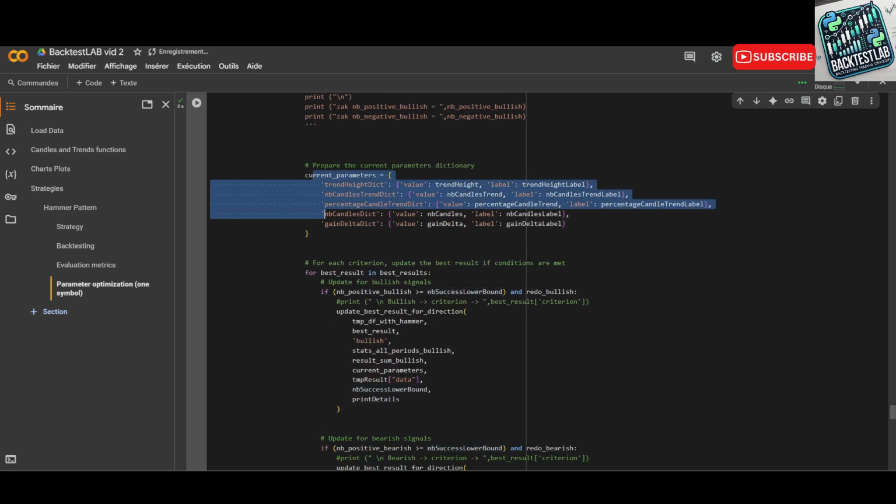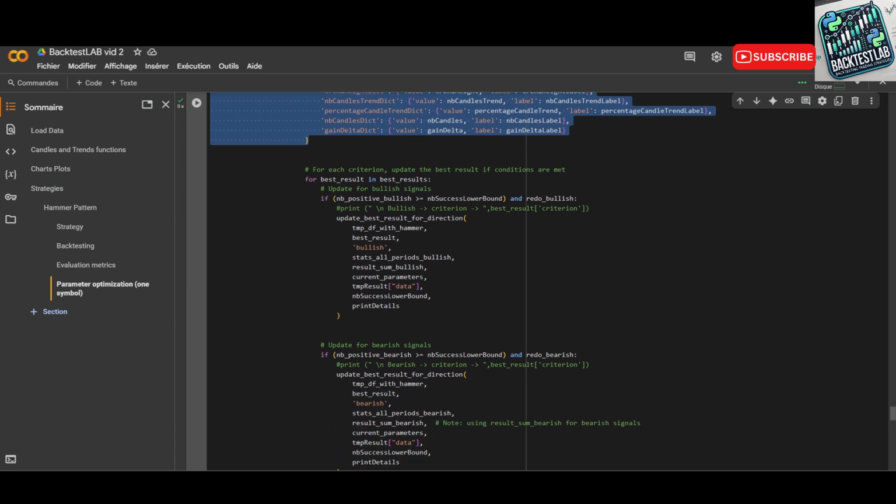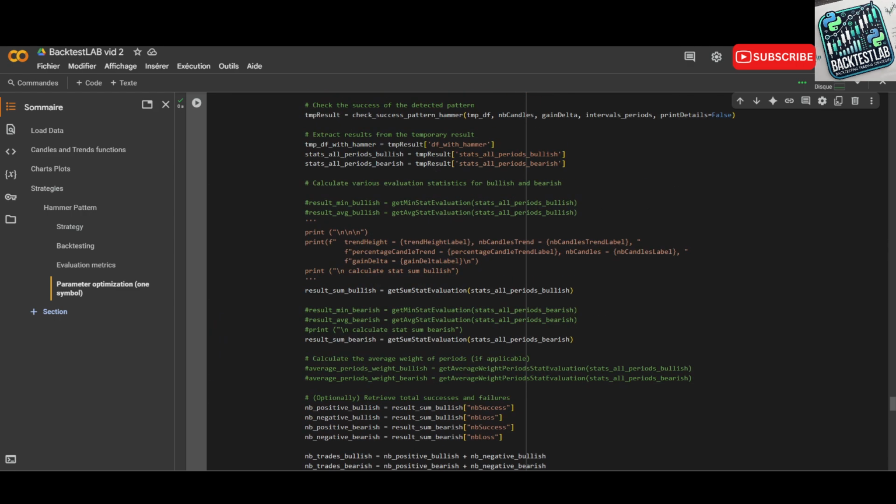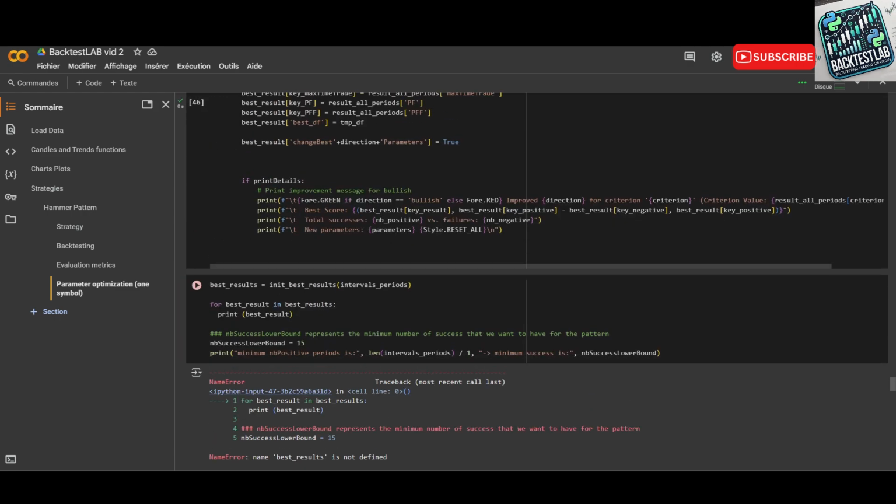These are the parameters that I'm getting through these 5 loops, and for each criterion, I check if these parameters are giving me better results than the previous ones. This is for bullish and this is for bearish, because I want to separate the parameters when I am taking bullish signals and bearish signals as well. So let's go to the previous function here.